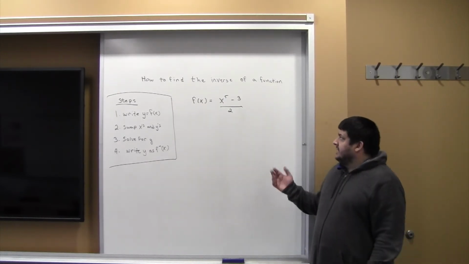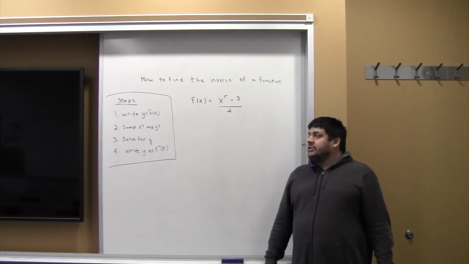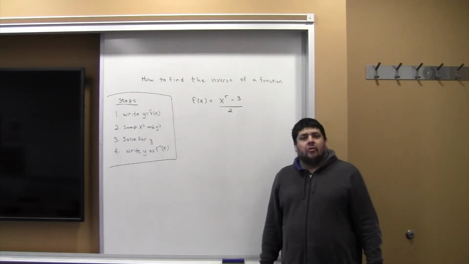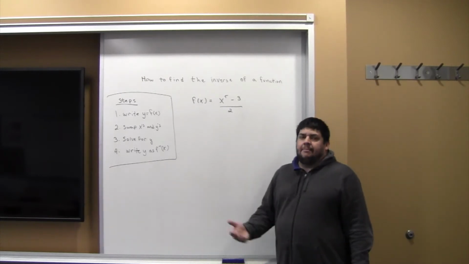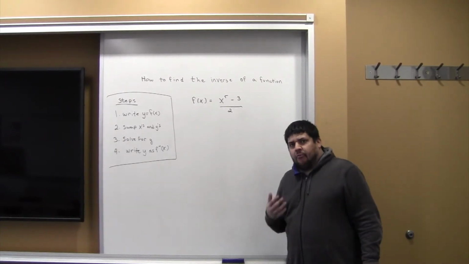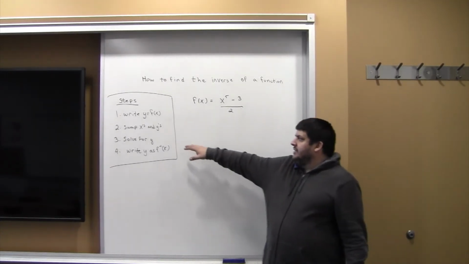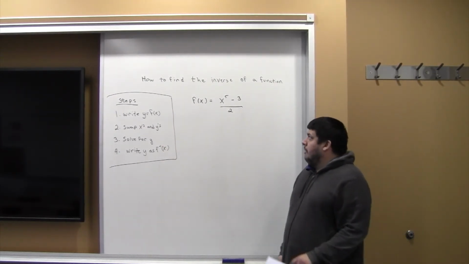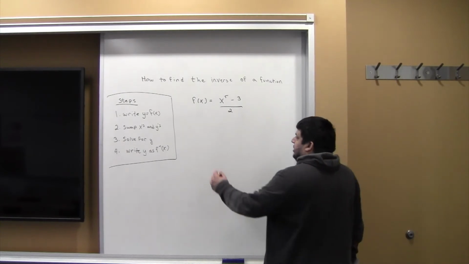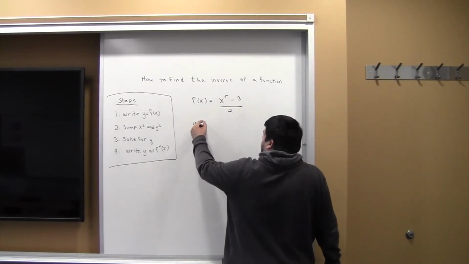All right, here's the next example. F of x is equal to x to the 5th minus 3 all over 2. I'm not going to write steps down, step 1, step 2, like I did last time. We're just going to go through it. But I left the steps here so you can see that we're following them as we solve this problem. So first thing we're going to do, step 1 was to write it where it's y equals.